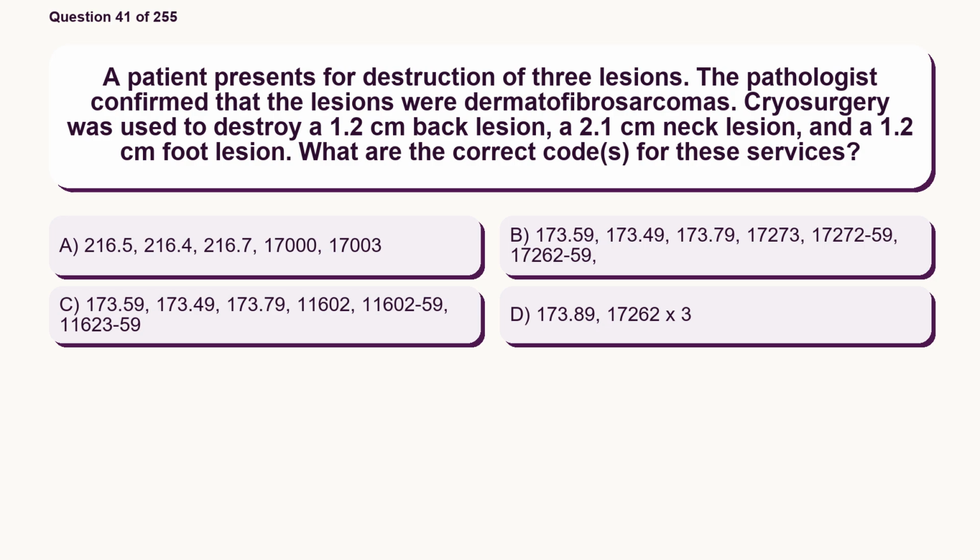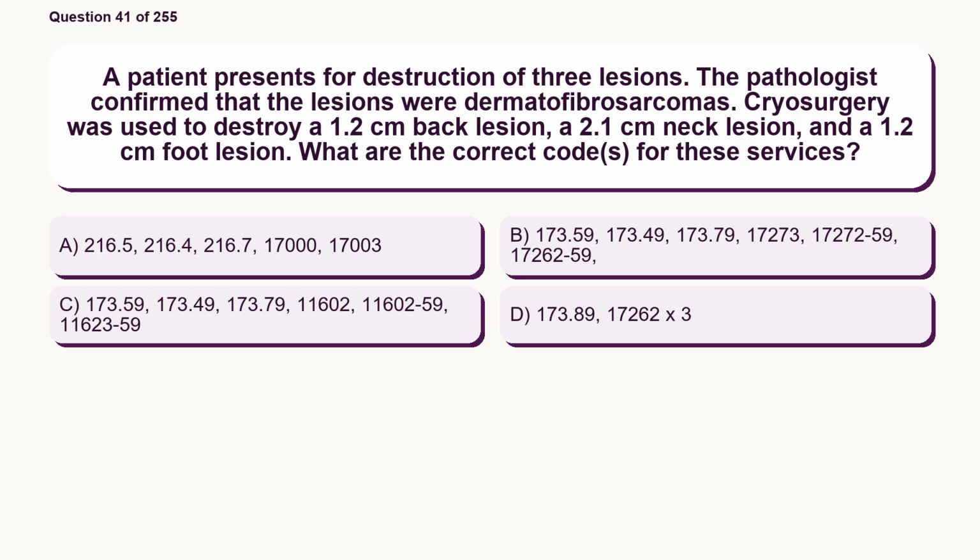Option A: 216.5, 216.4, 216.7, 17000, 17003. Option B: 173.59, 173.49, 173.79, 17273, 17272-59, 17262-59.